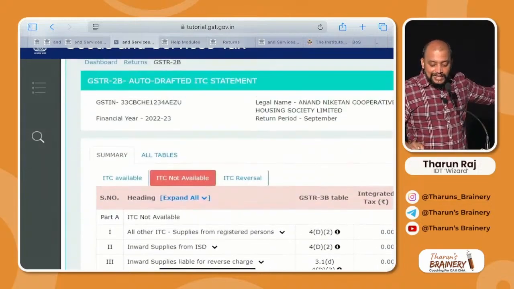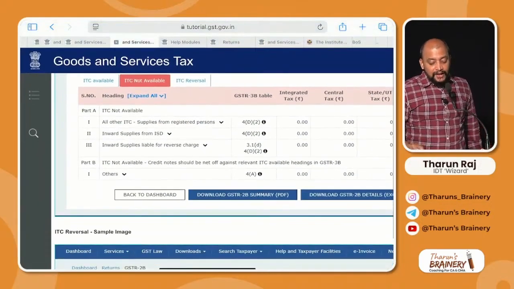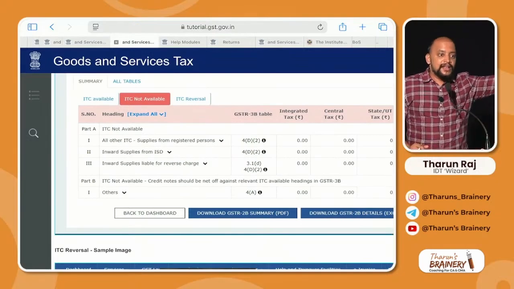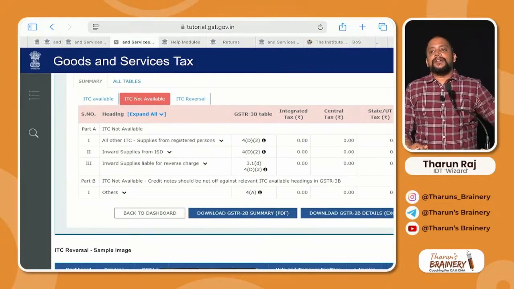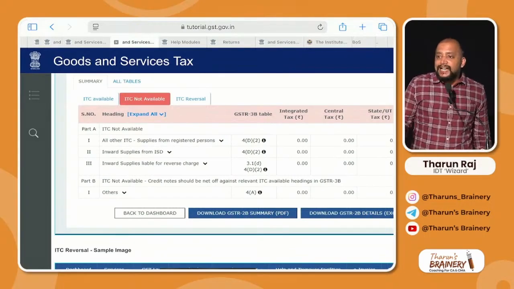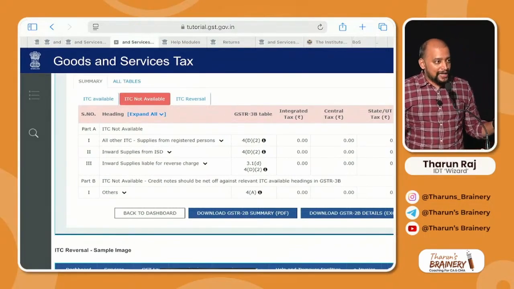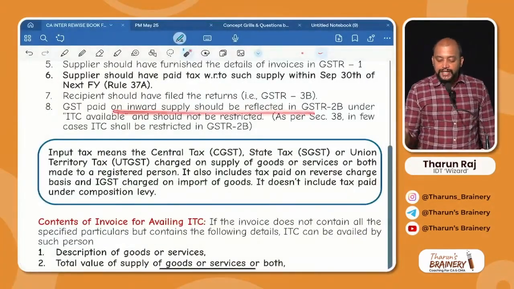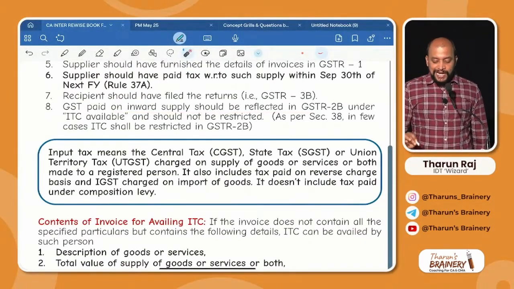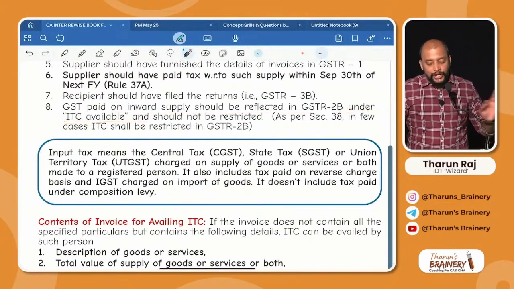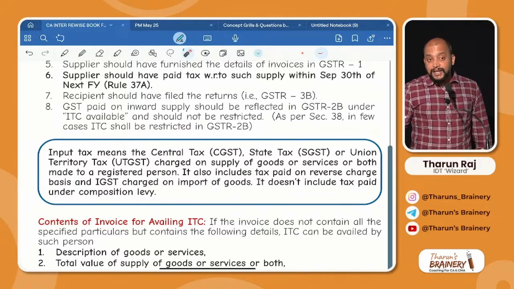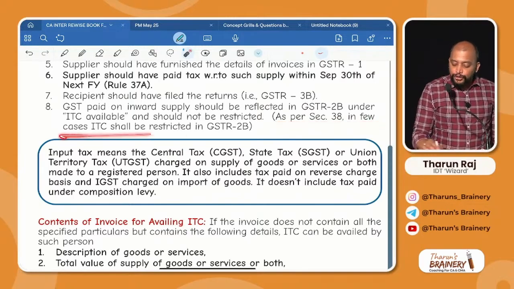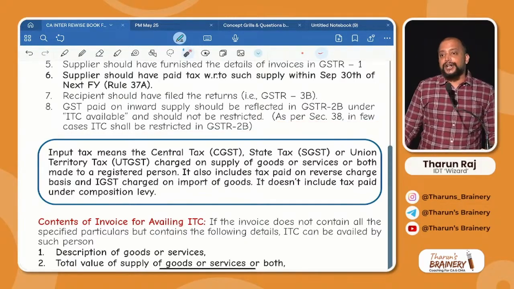What if it comes in the ITC not available column? We cannot take. Why will it come in ITC not available? Because of the supplier's mistake. If it comes in ITC not available, we will not be able to take ITC with respect to that. Okay, that's what they are telling. GST paid on inward supply should be reflected in 2B under ITC available and should not be restricted. Suppose it is coming in ITC not available, can we take? No. As per section 38, in a few cases, ITC shall be restricted in 2B.